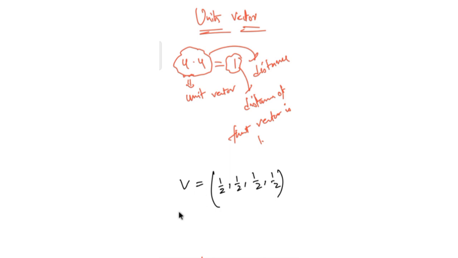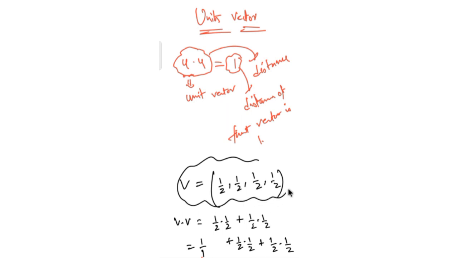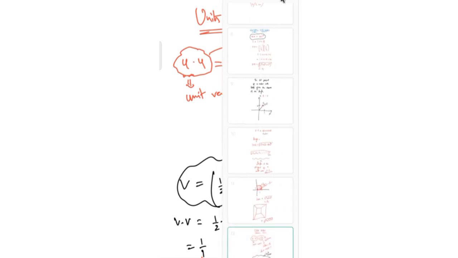Now if I do the dot product with itself, v dot v, that's half into half plus half into half plus half into half plus half into half. I'm tired. So this gives 1/4 plus 1/4 plus 1/4 plus 1/4, 4/4, that is equal to 1. So we have got 1. That means this vector is a unit vector. Great invention.